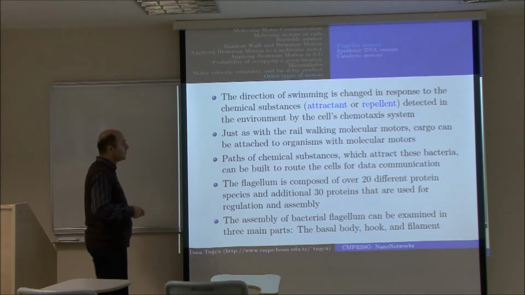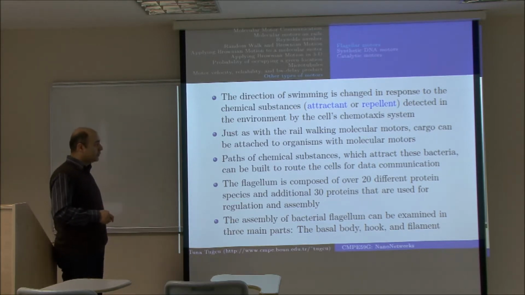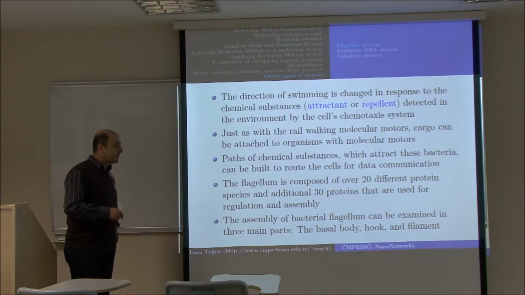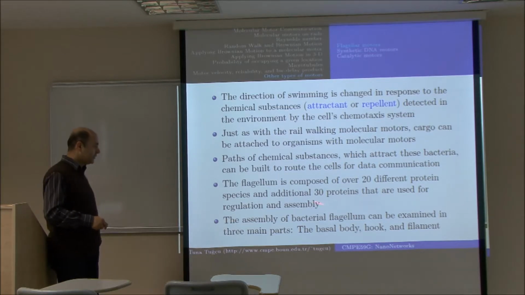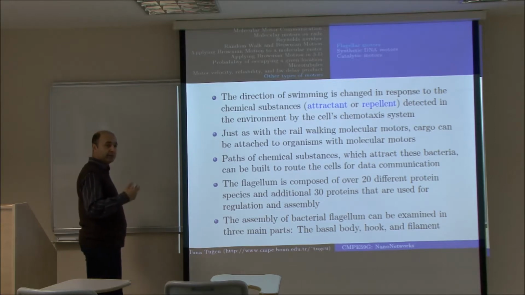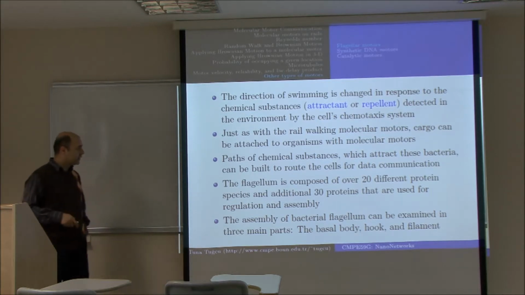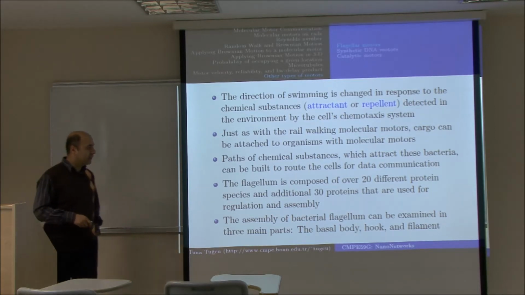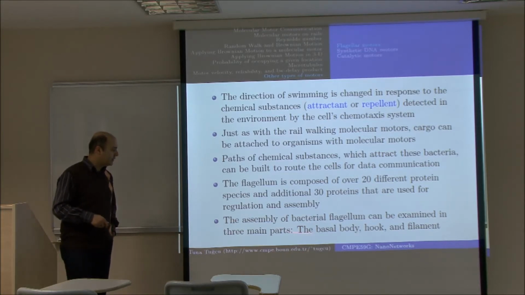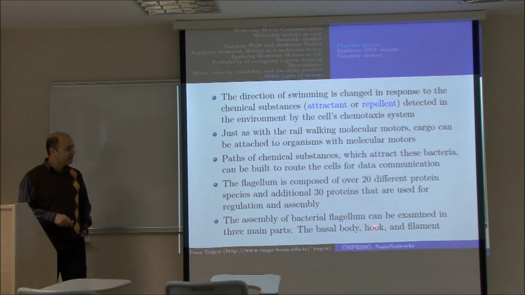The flagellum is composed of over 20 different proteins, plus 30 proteins in addition for regulation and the assembly of the flagella. And the assembly of the bacterial flagellum can be examined in three main parts, which are the basal body, hook, and the filament, as in here.